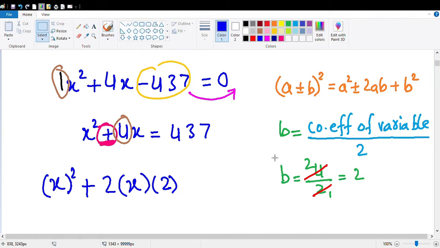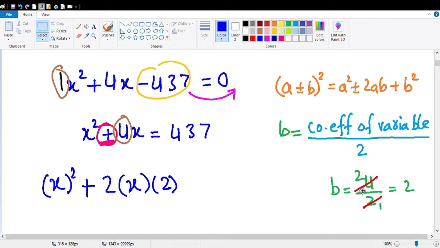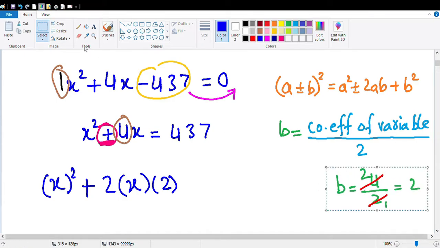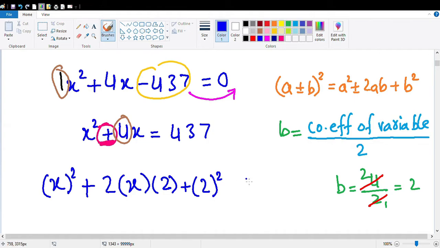It seems as if I should move this a bit so it doesn't interfere with our writing over here. So the b term is 2, right? We have that, and then to complete the formula, we need the b squared term. So b squared is going to be 2 squared, because 2 is the b term.